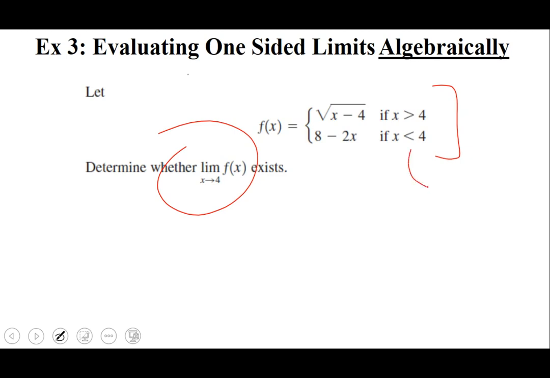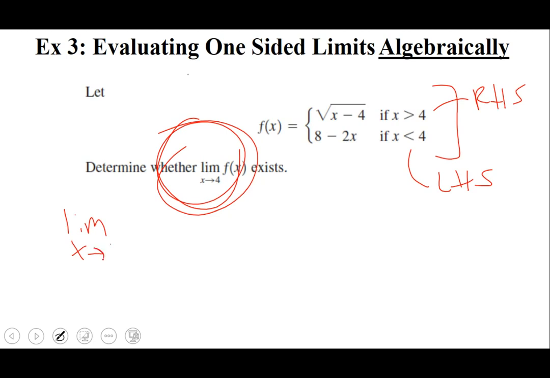Notice that here, the left-handed approach would actually be this one because that's the values less than 4, where the right-handed approach would actually be this one because this is where the values are greater than 4. In order to determine whether the whole limit exists, you have to first start with each side. So first, let's consider the limit as x goes to 4 from the negative side. That means we're going to use this right here.